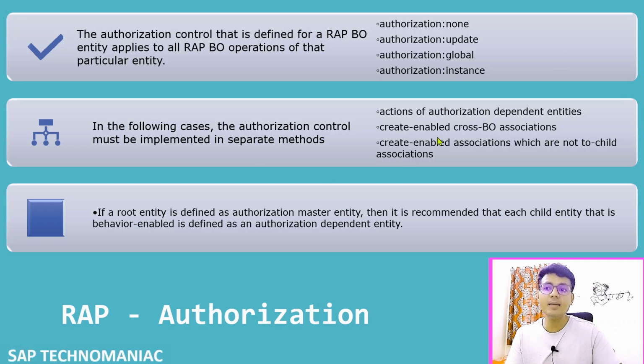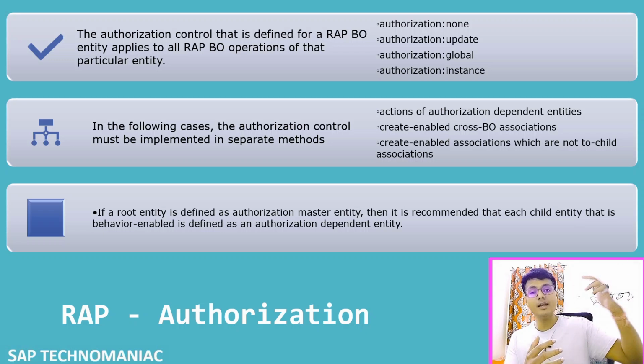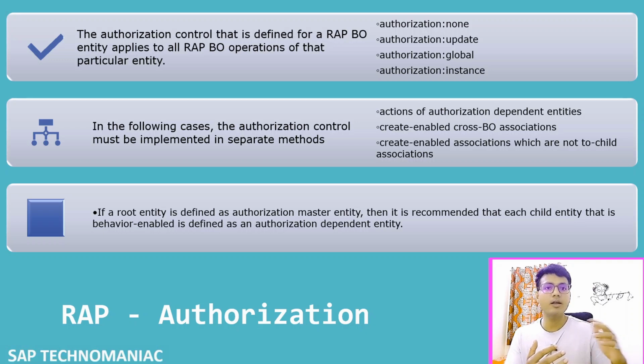Second thing, create enabled cross BO association. You have another BO, and based on the root entity of that other BO, you want to create the child entity of this one. In that case also authorization will not be derived, you have to write the authorization separately.